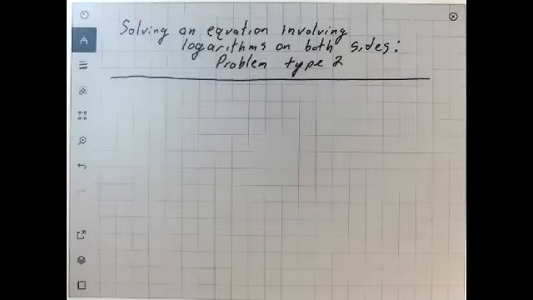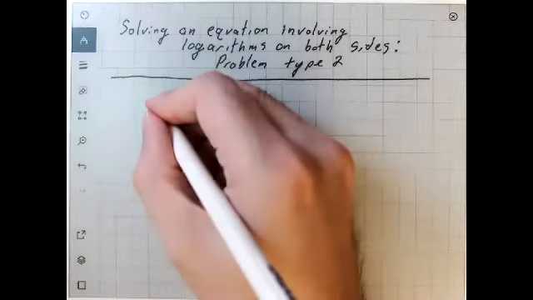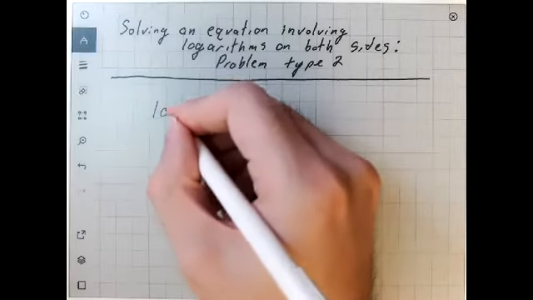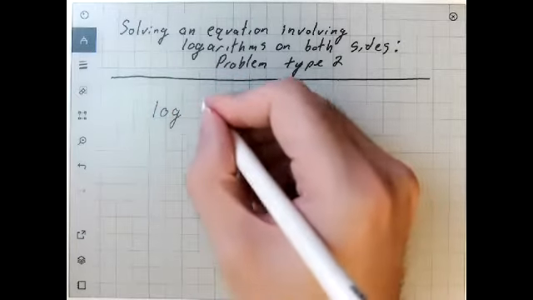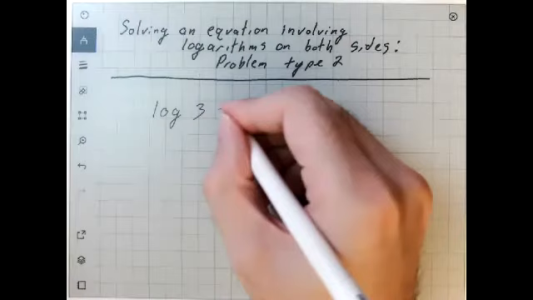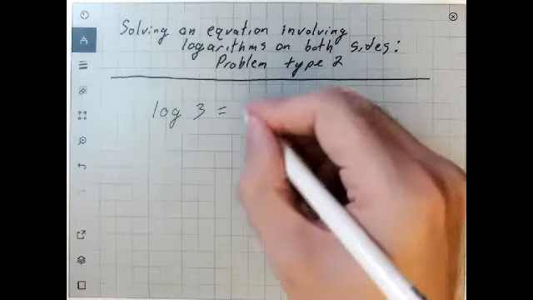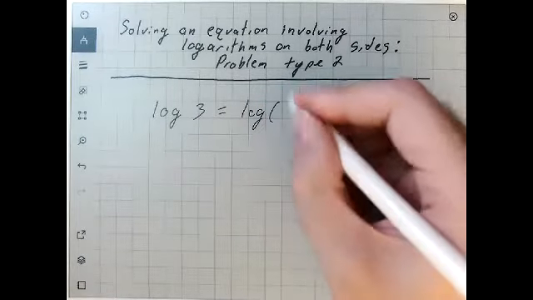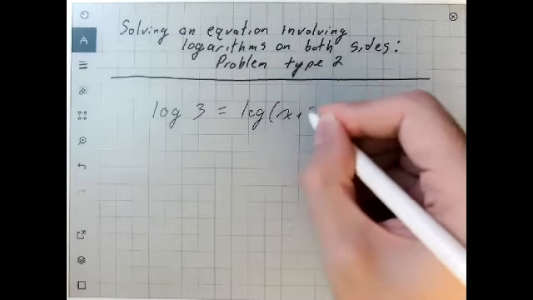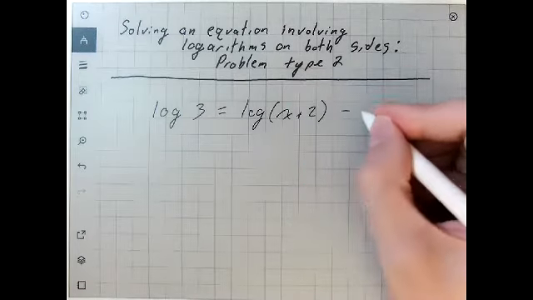Solving an equation involving logarithms on both sides, problem type 2. This is where the equations with logarithms can get to be a little bit trickier. Let's say we have that the log of 3 is equal to the log of x plus 2 minus 5.